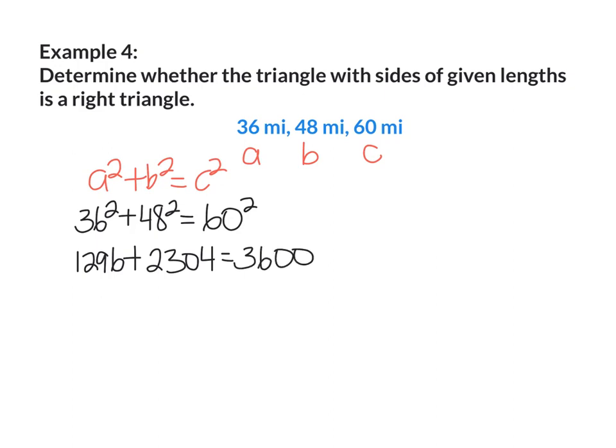So I'm going to add 1,296 and 2,304. That's going to give me 3,600. And I'm going to bring down 3,600. They equal each other. So that means yes, it's a right triangle.